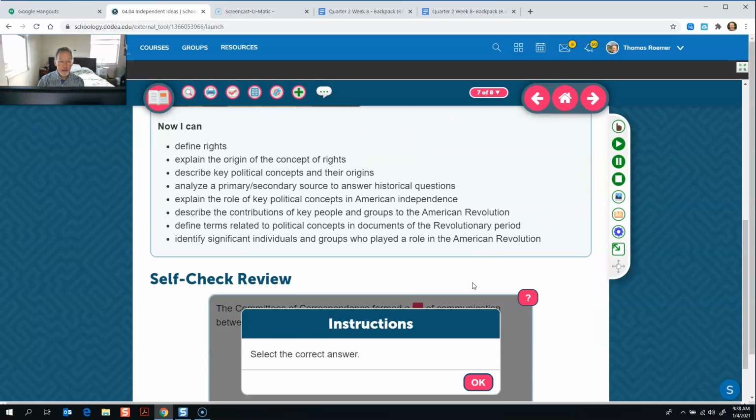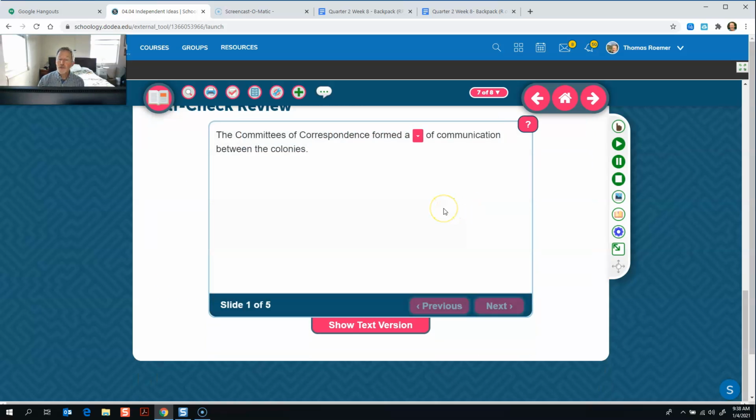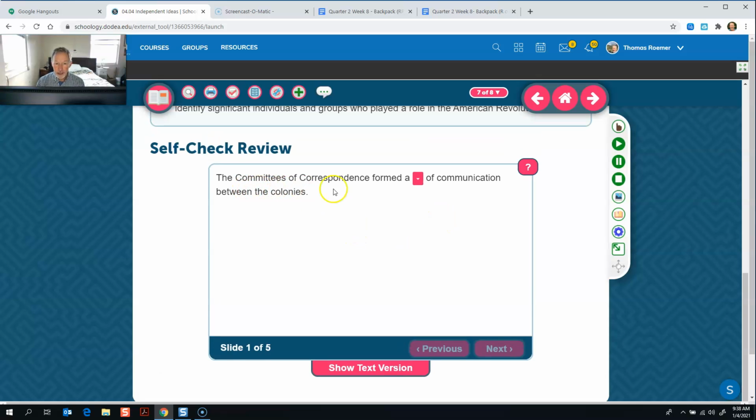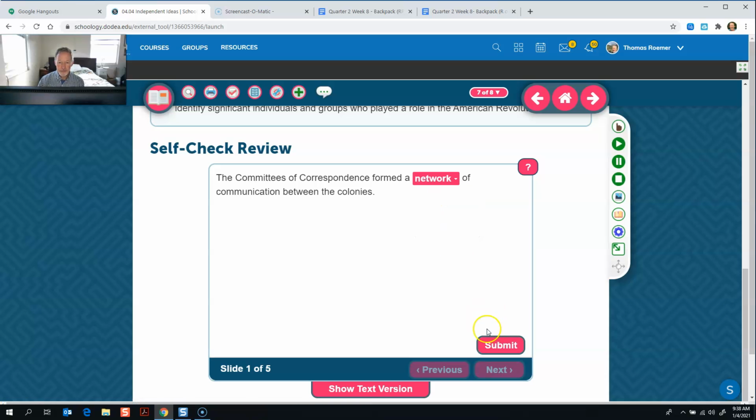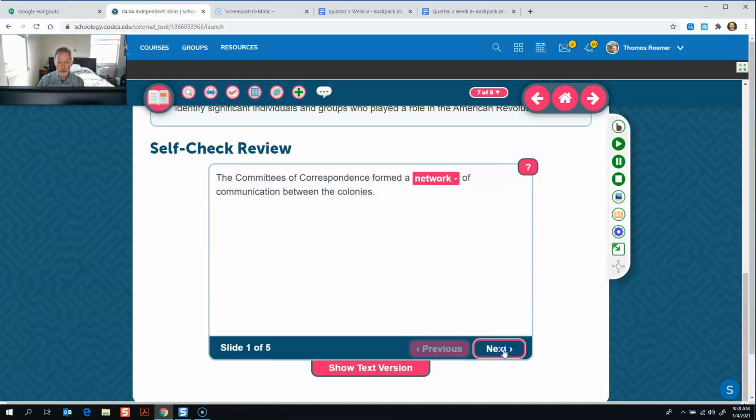Okay, so let's take a look right here. Lots of objectives. And right here, we've got a little drop down. It says the committees of correspondence. Let me think about that. They set up that communication, formed a blank of communication between the colonies. A network, maybe, a door, television, or series? Definitely not. I don't think so. A network. So get rid of the ones that you know it's not and go with the ones that you think it could be.